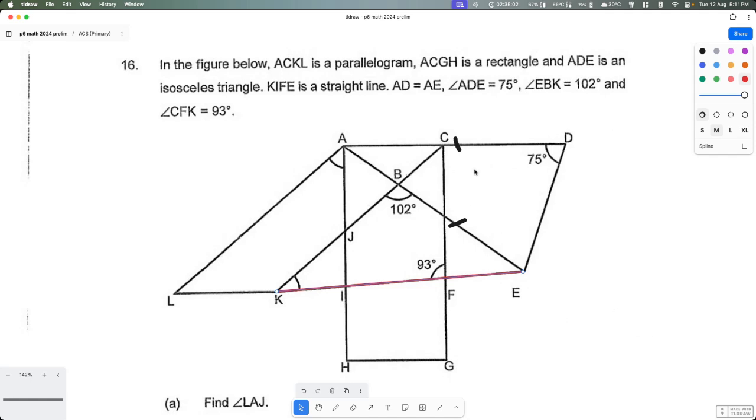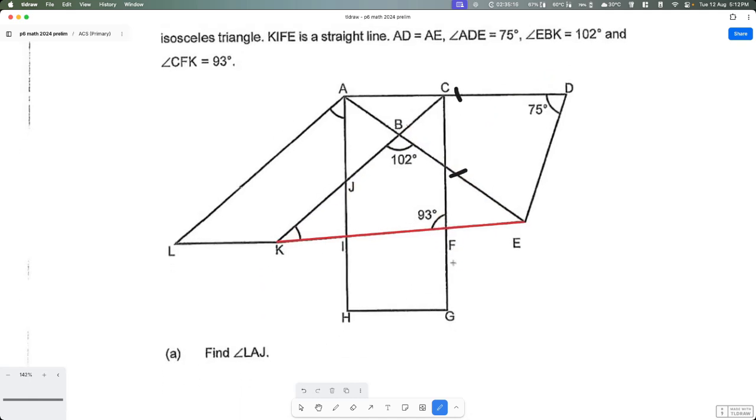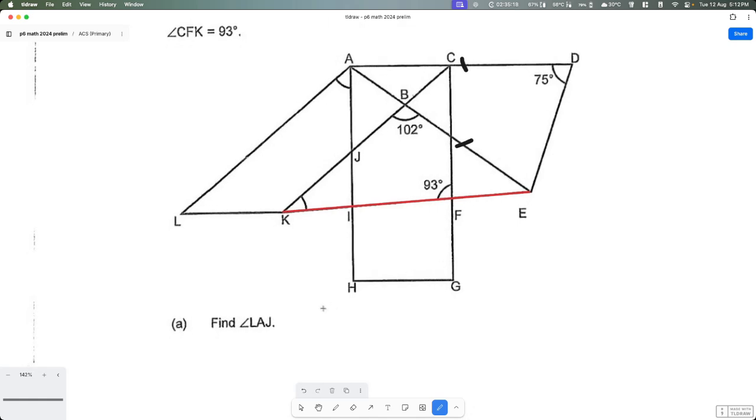So these are the parallel lines, that's what you see over here. And ADE is 75 degrees. EBK is 102 degrees. And CFK is 93 degrees. Wow, that's lots. So find angle LAJ. That's what I see over here.